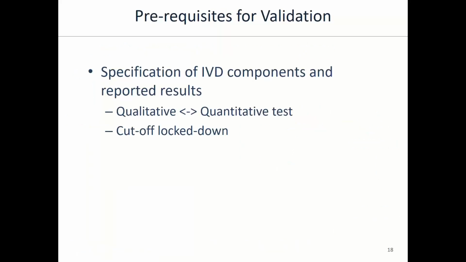Now, one thing that is important to know before the validation is that part of the aspects that need to be locked down is a very important one when we discuss companion diagnostics, and that's a cutoff. Because most biomarkers and assays do measure on a quantitative scale, but in practice, the biomarker will be used in a dichotomized way. So with a cutoff, we just make it positive or negative, and this cutoff is part of the IVD and should be locked down and defined prior to validation.